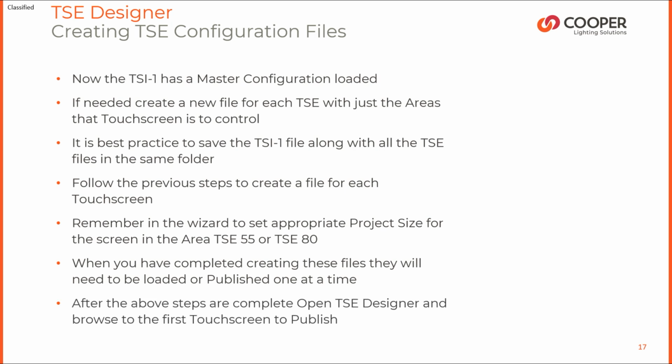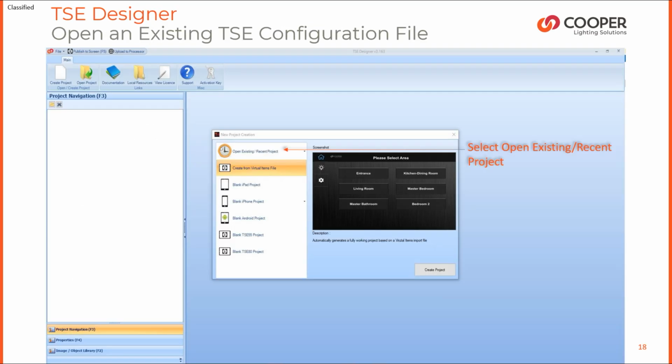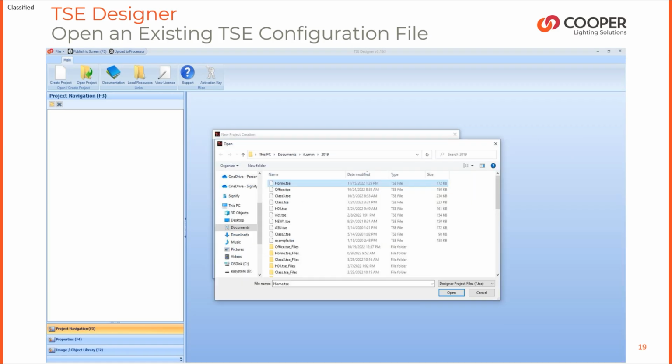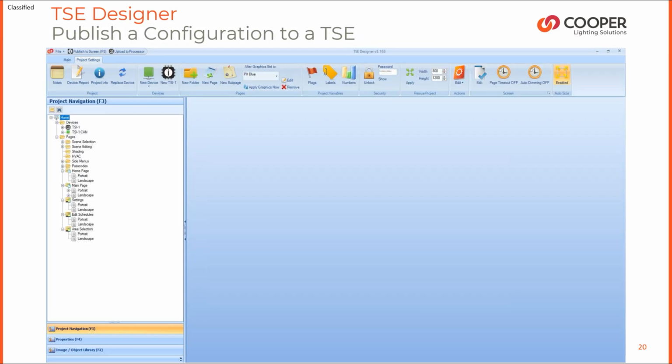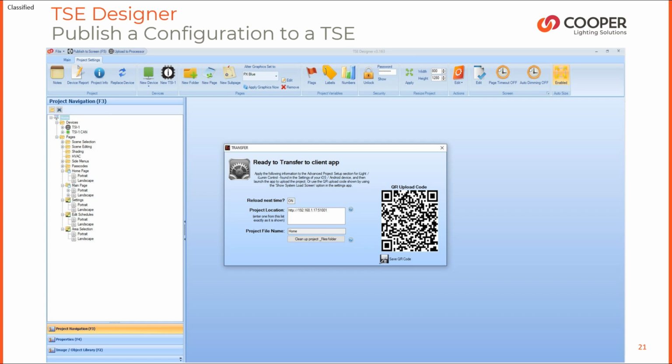After the above steps are complete, open the TSEDesigner and browse to the first touchscreen to publish. Now we'll open TSEDesigner and select Open Existing or Recent Project. And we're going to open the TSE configuration that we want to load to our first screen. So I'm going to select the file and select Open. We'll then choose Publish to Screen. The transfer screen will open, and we want to leave this screen up while we load the configuration.